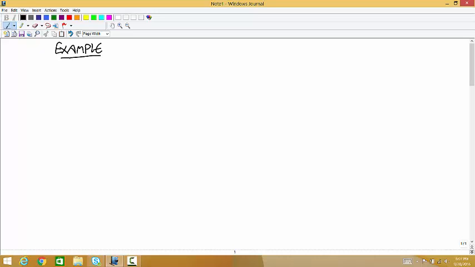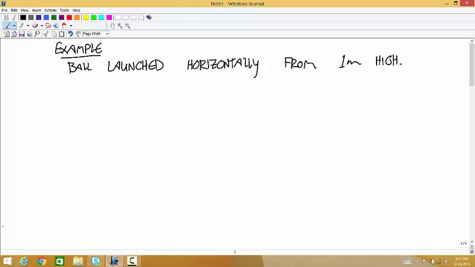Okay, so here's the first one. A ball's launched horizontally from a height of 1 meter. The speed at that instant is 20 meters per second.